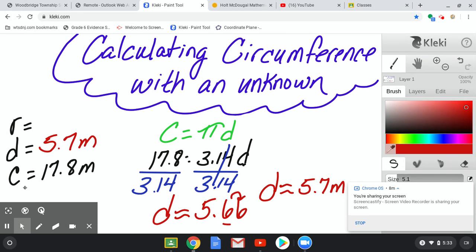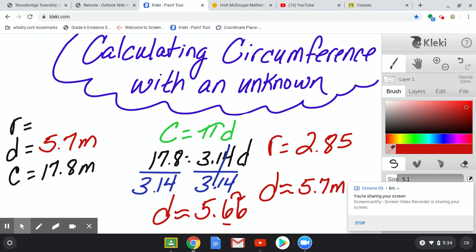And now the only thing I need to find is my radius. Well, we know that our radius is half the diameter. So now we're going to take the 5.7 and divide that by 2 to find out what our radius is. When you actually do the calculation, you would get 2.85. Here we're rounding to the nearest tenth. So you can say that the radius is 2.9 meters.